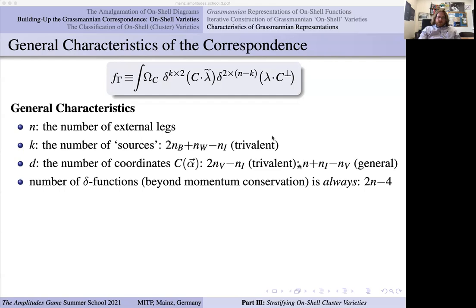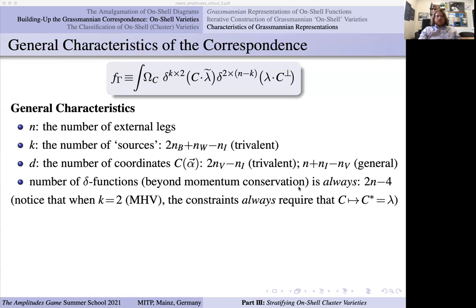This formula is true in general: the total number of edges of the graph, including the external edges, that's n, plus the number of internal edges, minus the number of vertices. That's always true, even if you've made it bipartite or whatever else. Okay, the number of delta functions beyond momentum conservation is always 2n minus 4. We've already talked about that. So that's how many delta functions there are to constrain the internal degrees of freedom of C.